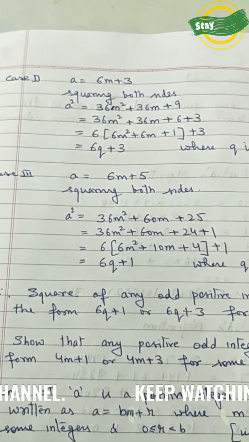So if you see all three cases, the final results are 6q plus 1, 6q plus 3, 6q plus 1, right? So it is not other than 6q plus 1 or 6q plus 3. So we can conclude the square of any odd positive integer is of the form 6q plus 1 or 6q plus 3 for some integer q, right? So let me move to the next question.